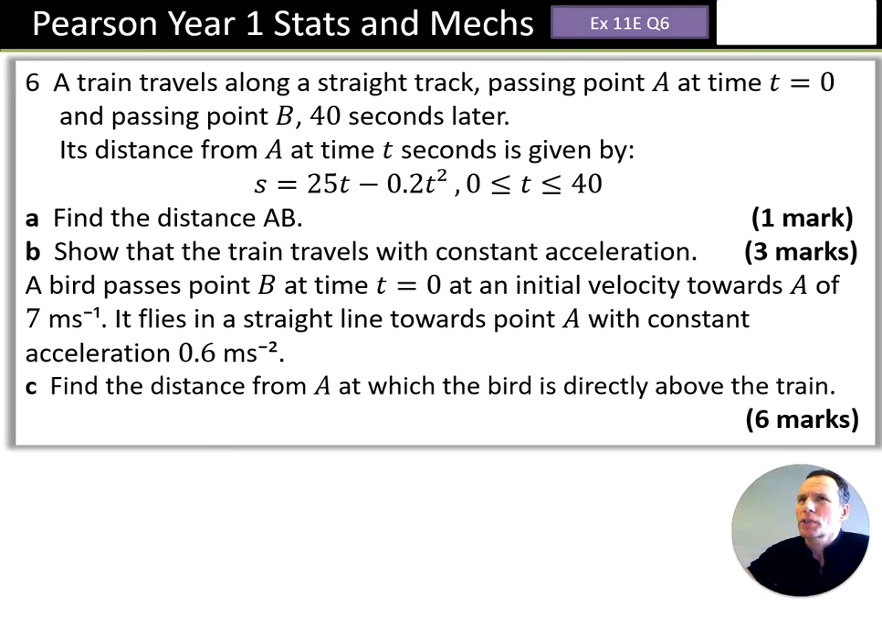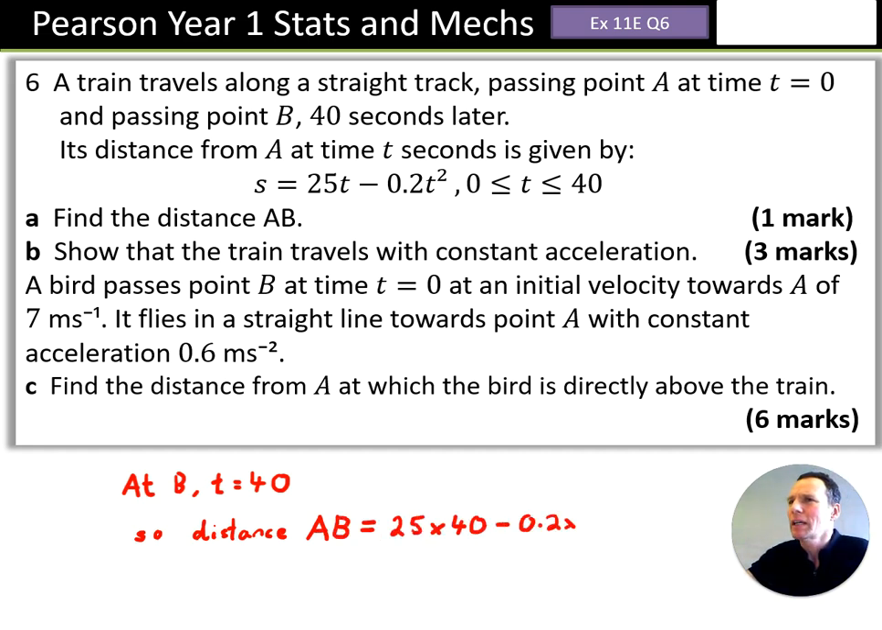This is quite a long question. The first part's fairly straightforward. We're asked to find the distance AB, and we're given a formula that tells us the distance from A, and we know at B the time is 40, so for the distance AB, we just need to sub 40 into that equation, and we get 680 meters.